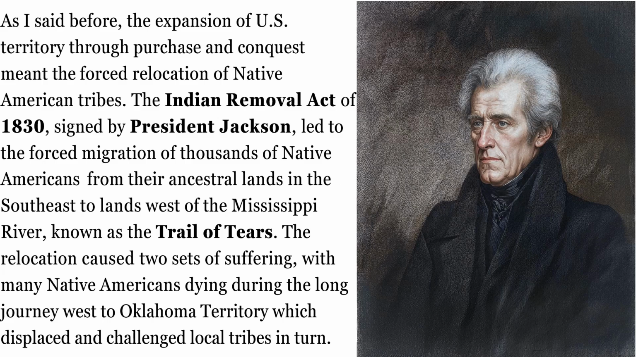As I said before, the expansion of U.S. territory through purchase and conquest meant the forced relocation of Native American tribes. The Indian Removal Act of 1830, signed by President Jackson, led to the forced migration of thousands of Native Americans from their ancestral lands in the southeast to lands west of the Mississippi River, known as the Trail of Tears. The relocation caused two sets of suffering, with many Native Americans dying during the long journey west to Oklahoma Territory, which displaced and challenged local tribes in turn.